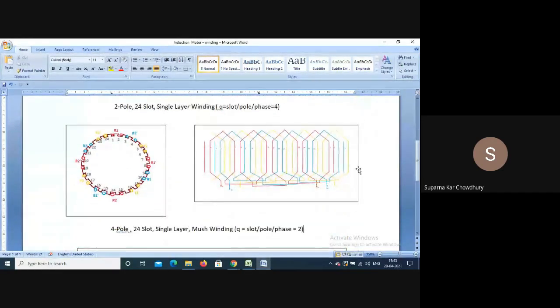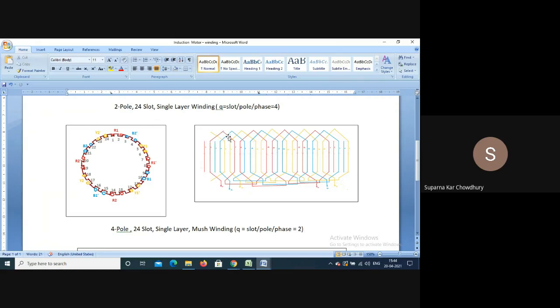Now with the same 24 slots, if we want to make a 4 pole, then here slots per pole per phase will be 2. So this will be R. Again, this is R, this is R, this is R. This is B, this is B, this is B, this is B. Then this is Y, Y, and Y, Y. So this connection is called the mesh winding. This is a single layer mesh winding for the 24 slot 4 pole.